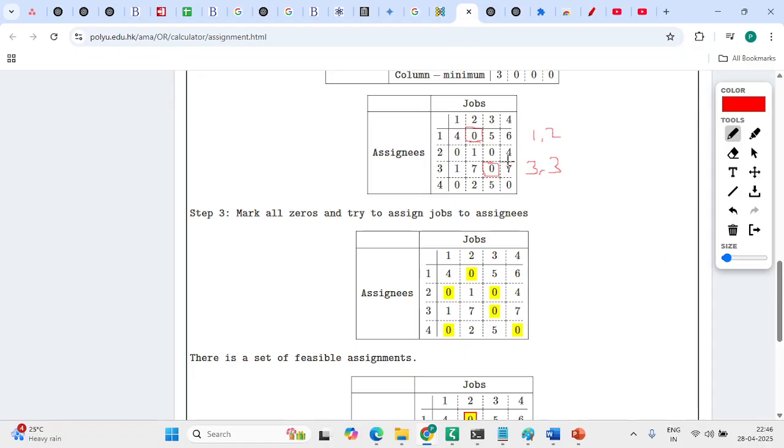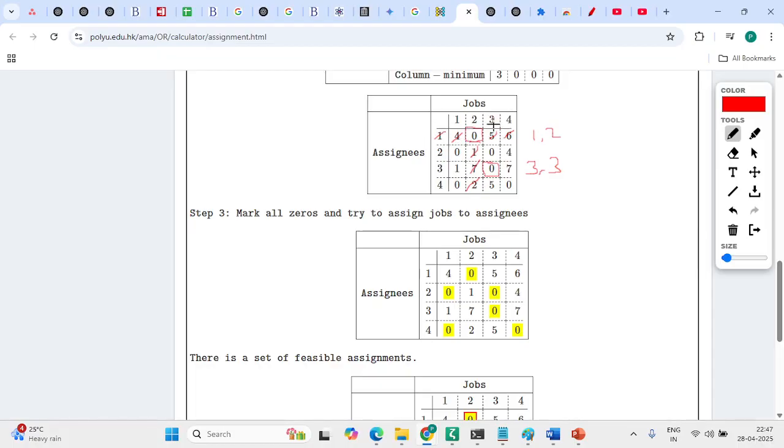Now after doing allocation in these 2 rows, there is one more thing that we must do every time we do the allocation. Every time we do allocation here, we should cut all other numbers from the row of this allocation and the column of this allocation. Why are we doing this? Because once this person 1 has been assigned job number 2, it means that this person 1 cannot be assigned these values 4, 5, 6.